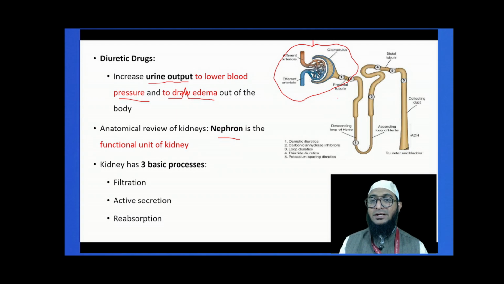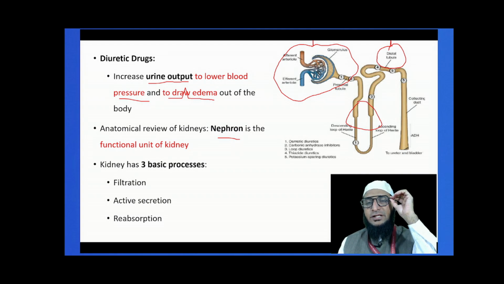Then there are the processes called active secretion and reabsorption. Active secretion happens especially at the proximal tubules. Whatever is secreted out of the nephron is again reabsorbed back into the nephron by the process called reabsorption. This reabsorption happens maximally at the distal convoluted tubules and, to a certain extent, at the descending loop of Henle.